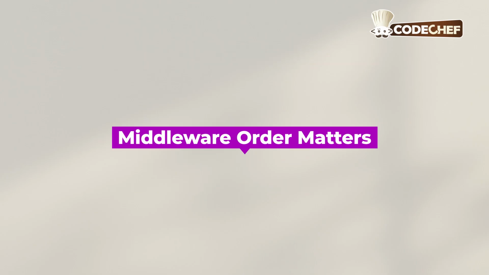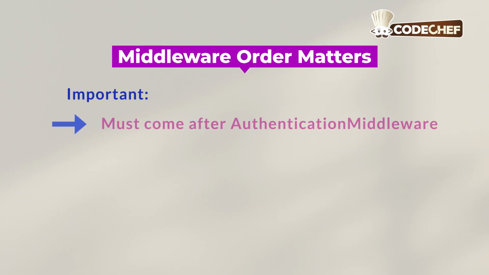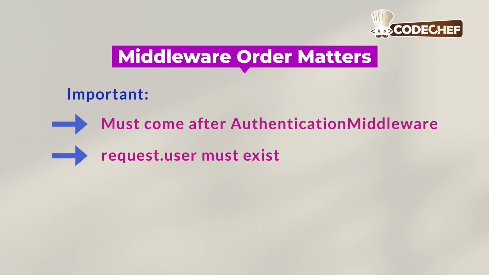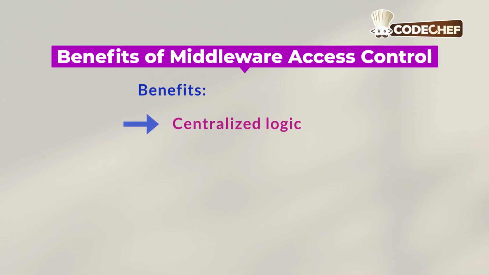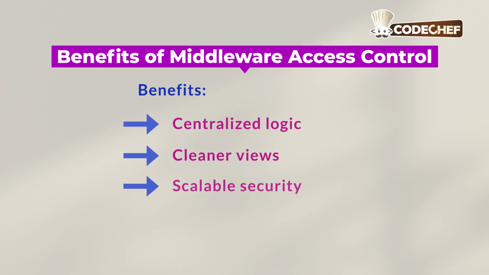Now the order of middleware matters. One very important point is this: if you want to check request.user, your middleware must come after Django's authentication middleware. So the order is very important here. Now what are the benefits of middleware access control? Middleware keeps your views clean, centralizes access rules, and scales beautifully as your application grows.